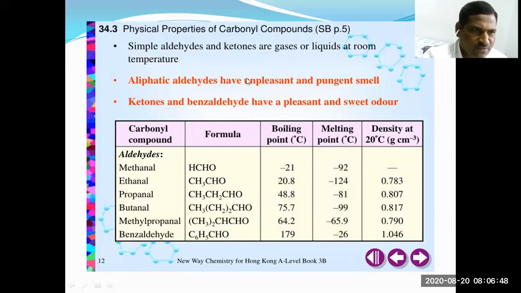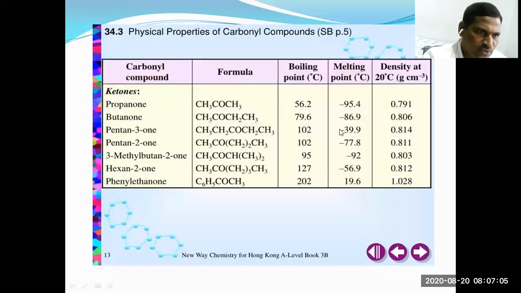So, physical properties of carbonyl compounds. Simple aldehydes and ketones are gases or liquids at room temperature. Boiling points and melting points increase as molecular weight increases. So as molecular masses increase, boiling points and melting points also increase. See the table here. As molecular masses of carbonyl compounds, aldehydes or ketones, increase, boiling points and melting points increase.